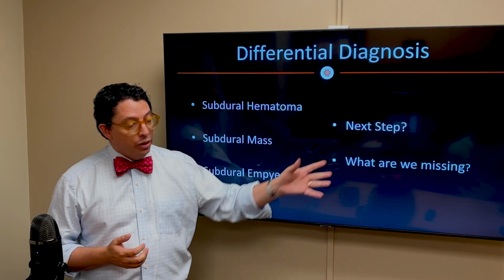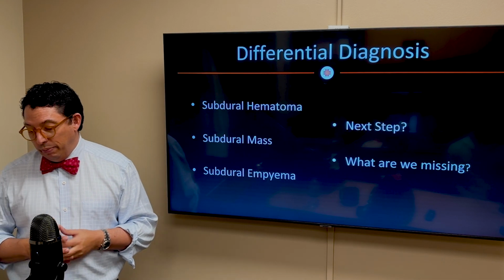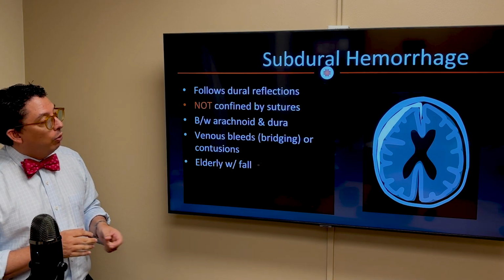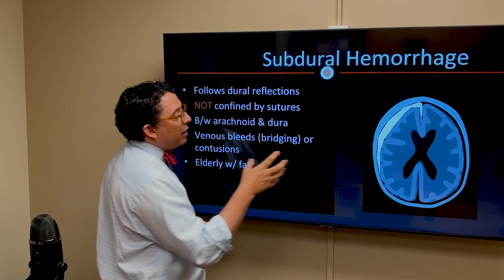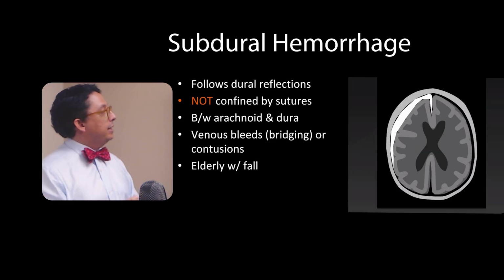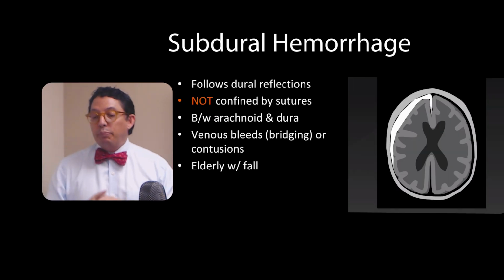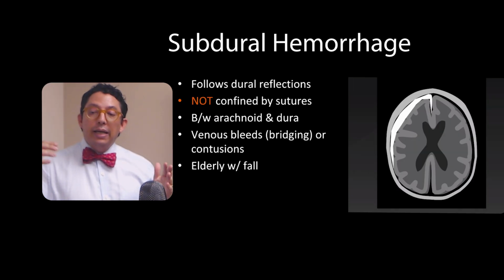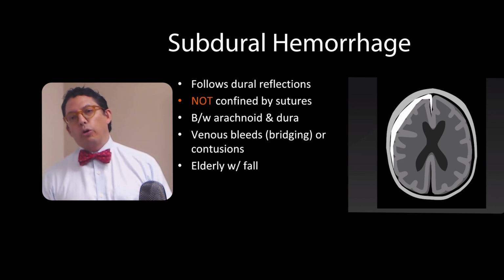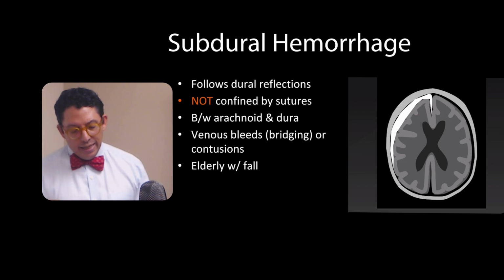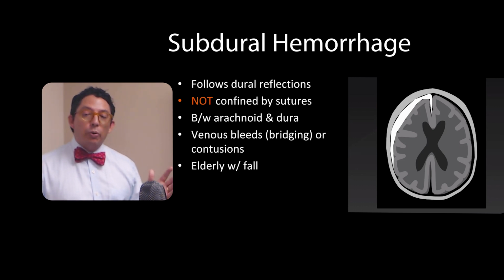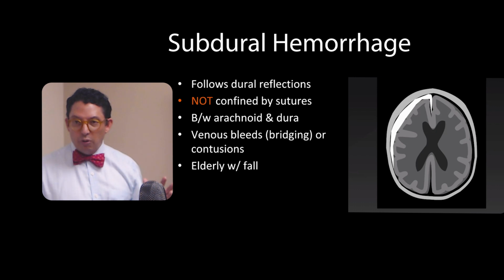And then we have to see next steps and see what we are missing. If it's a subdural mass or blood, one of the things to diagnose it is that the subdural blood, because it's deep to the dura, follows the dural reflections, like the falx and the tentorium. It will not be confined by sutures, so it can cross sutures. It does cross sutures.